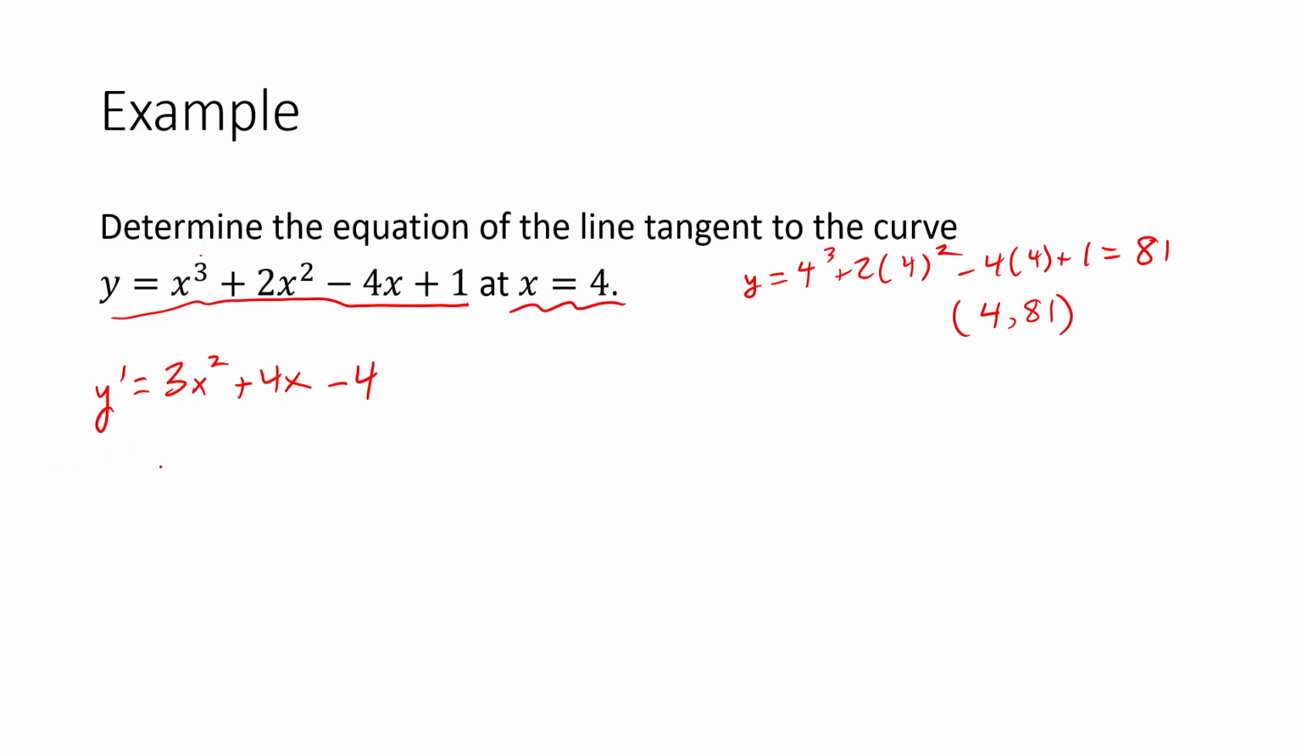Let's determine what that equals when x equals 4. At x equals 4, y prime will be 3 times 4 squared plus 4 times 4 minus 4, which is actually equal to 60.